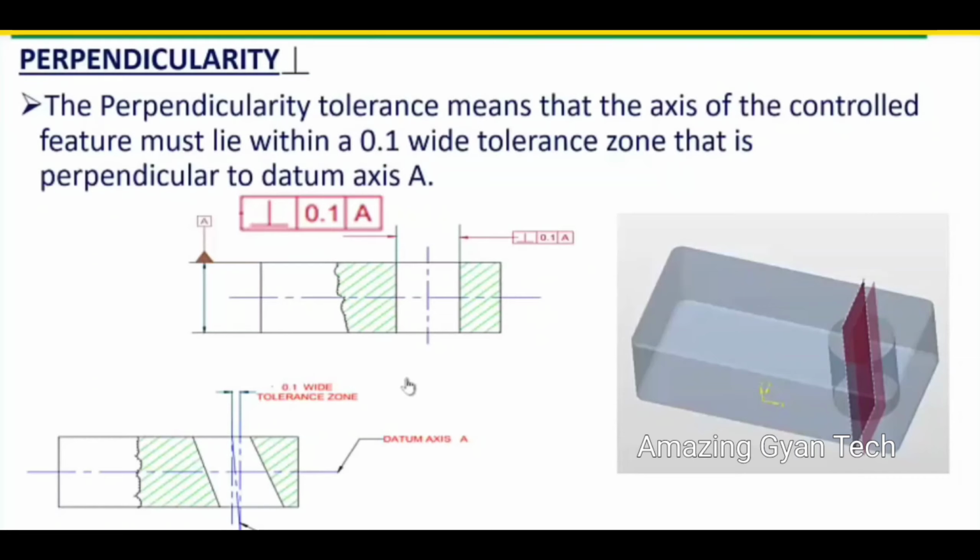The plane which we are taking into consideration for the tolerance control should be perpendicular to the datum which is represented in the feature control frame.